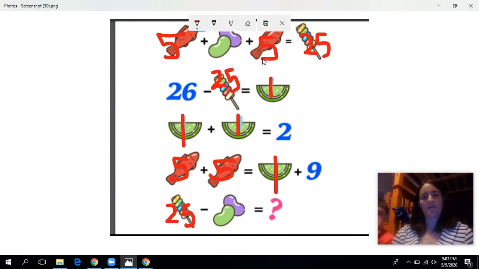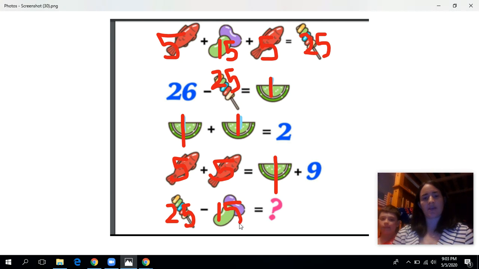Okay. And then I think that is 15. All right, so you think the jelly beans are 15? How come? Because 5 plus 5 is 10, and then 15 plus 10 is 25. Okay. All right, so he knew that he already had 10 here with the 2 fish, and he needed to make sure that this equation was equal to 25. So he already had 10. 25 minus 10 equals 15. So now we can go ahead and put in 15 for these jelly beans.